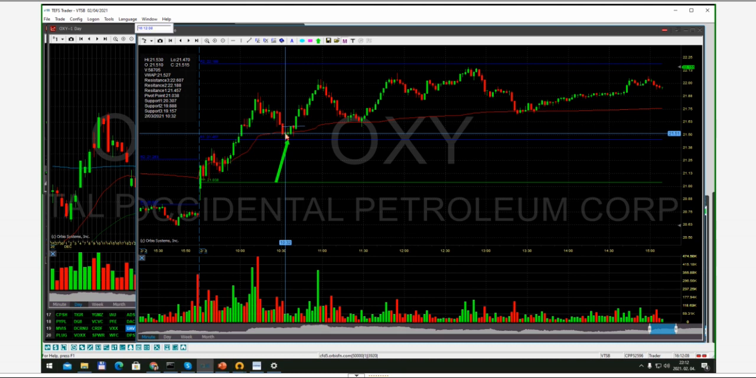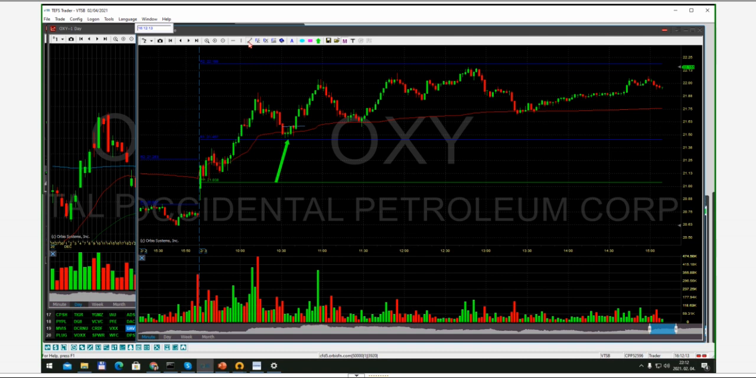Okay, so it was like a 25-cent stop loss on that one. So this is your entry, and this is your stop loss, just under this tiny doji. Okay, it's easy like that.